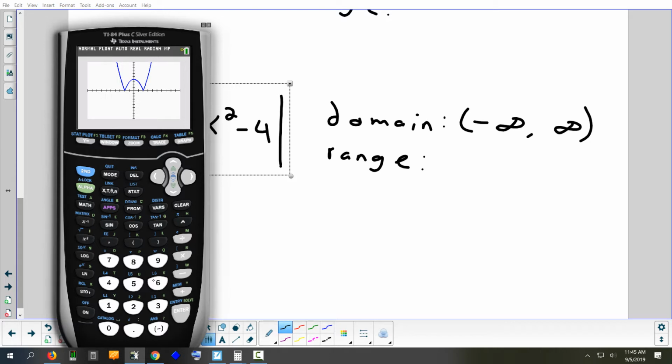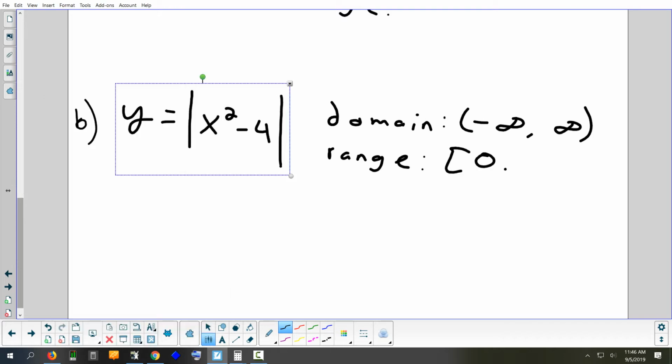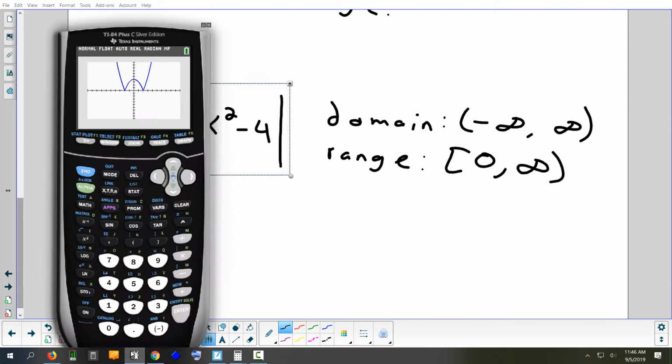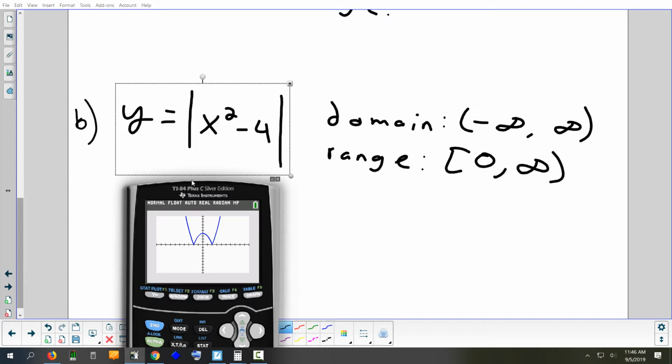Yep, looks good. What does it look like the lowest that that graph ever goes is? 0. Yep, and the highest? Infinity. Infinity. Yep. 0 to infinity. In fact, it hits 0 in 2 spots. It hits it at 2. Try plugging in 2 for x and see what you get. And it hits it at -2. Plug in -2 for x and see what you get. You get 0. Any questions on that?